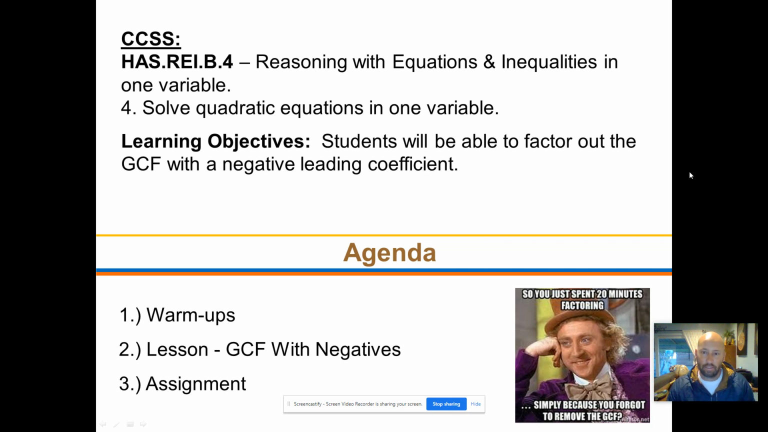Remember we had some rules with that. If the leading coefficient is negative, we're going to have to factor out the negative. That's just it.